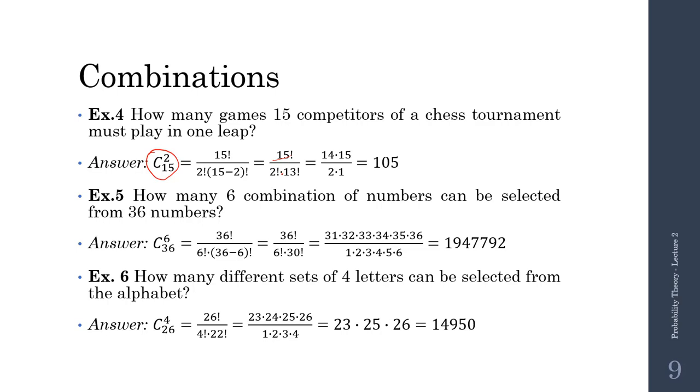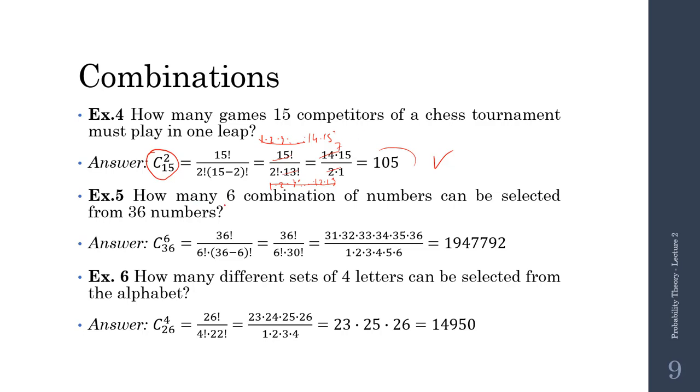We can cancel them. 15 factorial means 1, 2, 3, etc., 14 and 15. And 13 factorial means 1, 2, 3, etc., and 12, 13. So we can cancel till this place, till the 14. So in this place we have 14 times 15, and 2 factorial means 2 times 1. So the 14 with 2 we can cancel them. 7 times 15 becomes 105. So we have 105 ways, 105 games will be played by 15 competitors of a chess tournament.